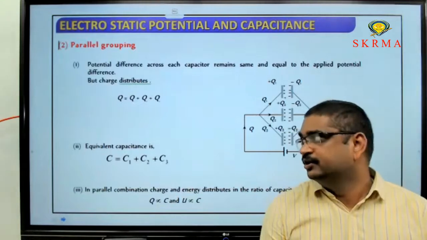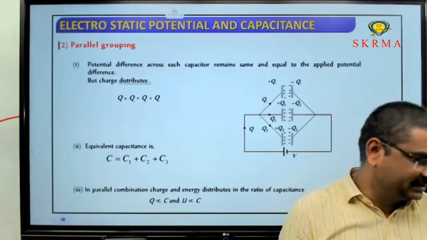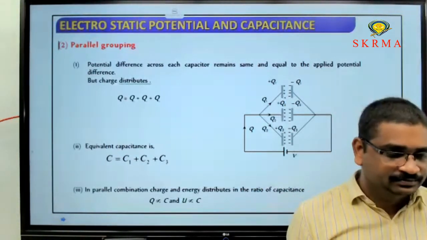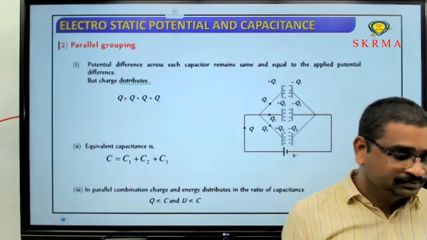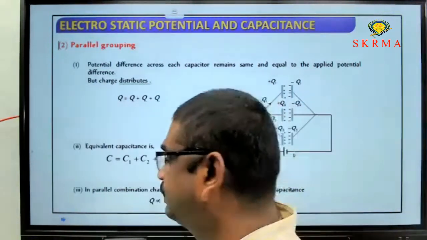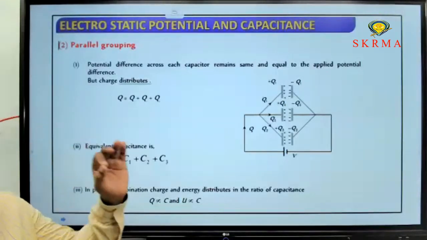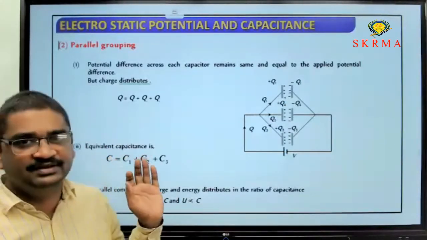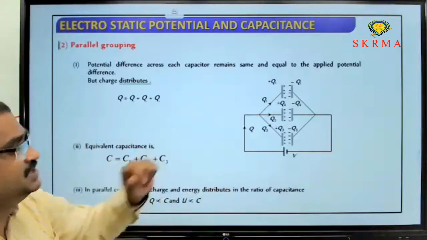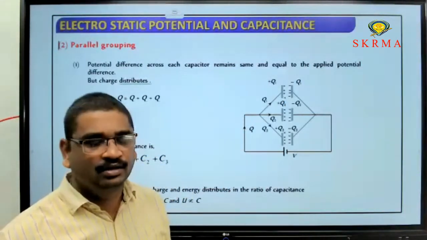Now, parallel combination means which quantity is constant? Potential difference or charge? Parallel combination means potential should be constant. So here potential is constant, so which one is going to divide?